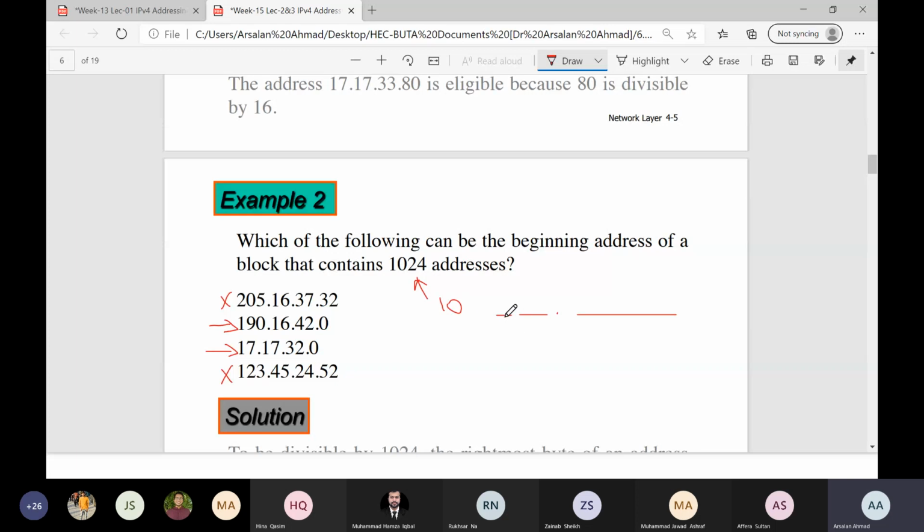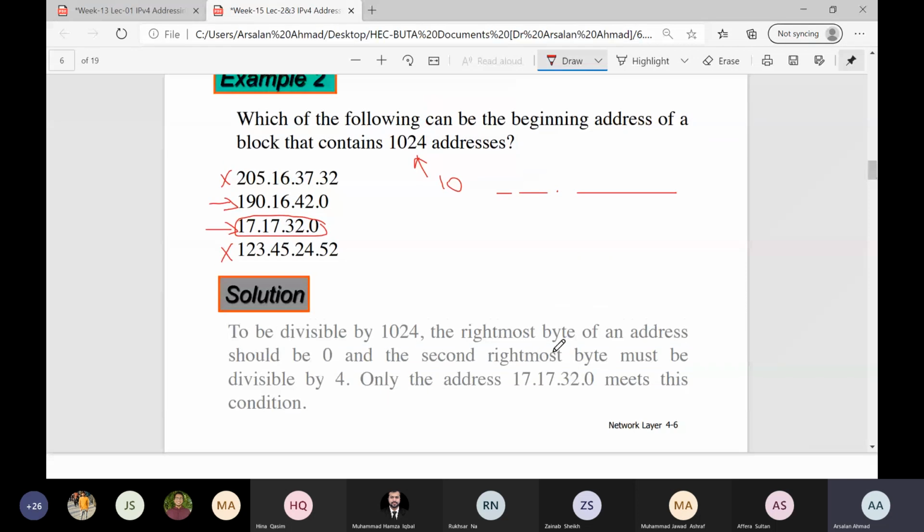But 2 bits in the third octet means 2 raised to the power 2, which is 4. So the third octet should be evenly divisible by 4, which leaves us only with this option. And that's what is explained over here. To be divisible by 1024, the rightmost byte of an address should be 0, and the second rightmost byte, which is the third octet, must be divisible by 4. Only this address meets the condition.